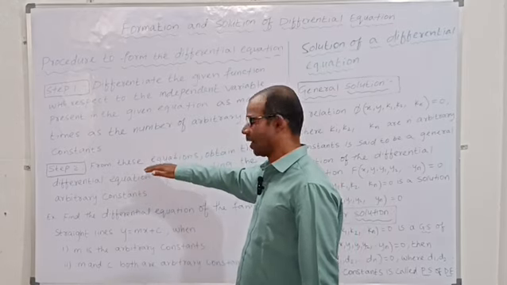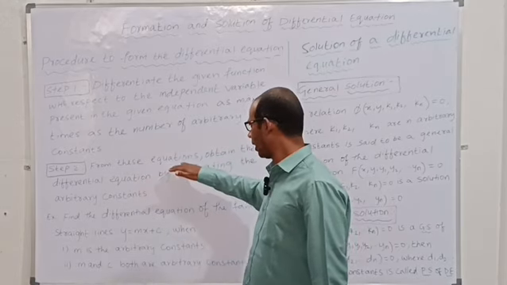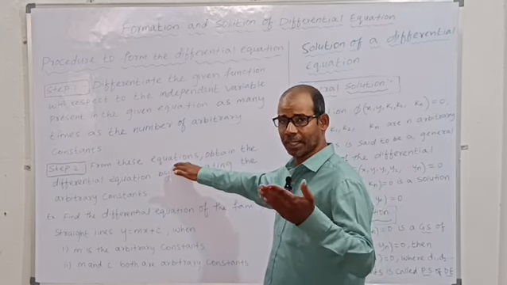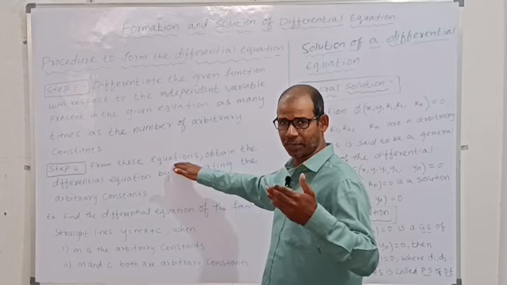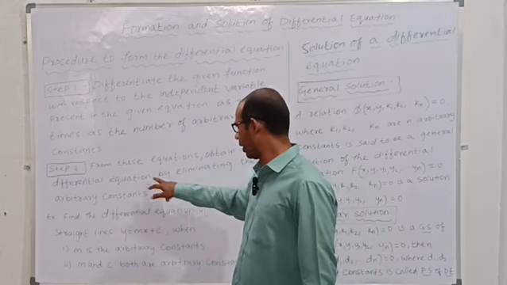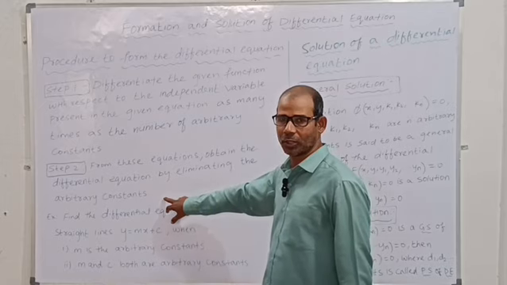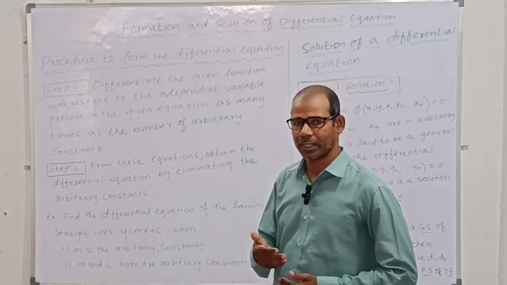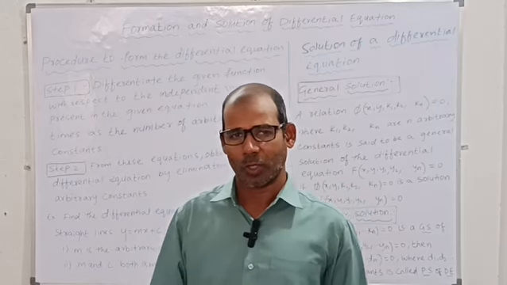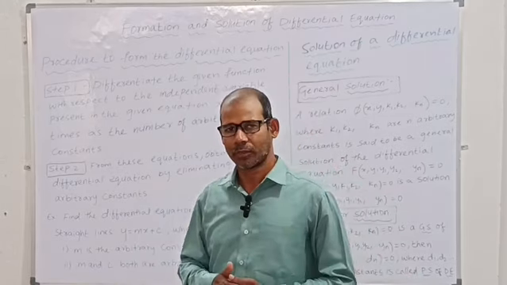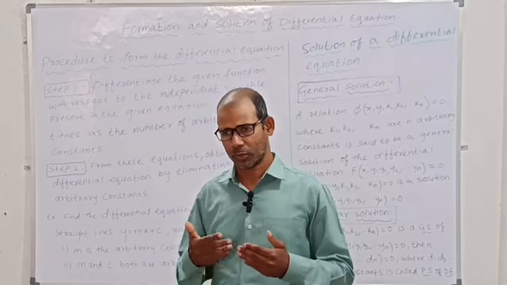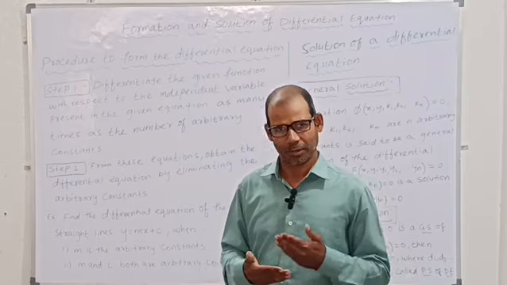Then step two: we have the given equation and the differentiated equations. From these equations, obtain the differential equation by eliminating the arbitrary constants. Once you eliminate the arbitrary constants from the equations which we got, including the equation which is given, we can form the differential equation. So these two steps you have to follow to obtain the differential equations.